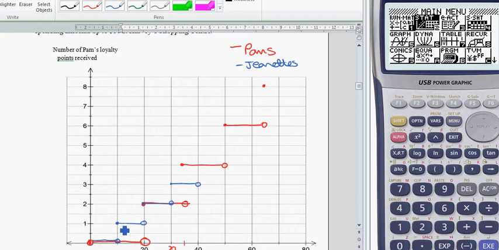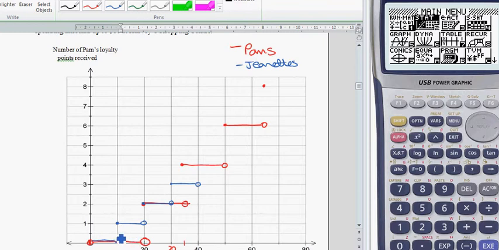The similarities are that they're both step functions, both step graphs. There are some times when it's similar, between 0 up to $9.99. They both have the same amount of points there. There are other places where it's similar. They both have an open dot on the right hand side of the step.